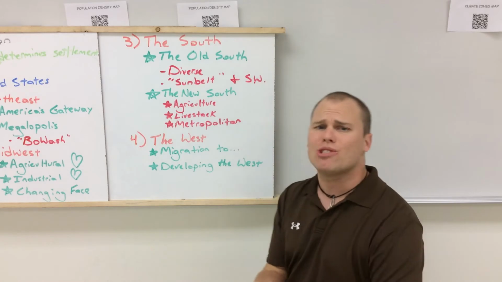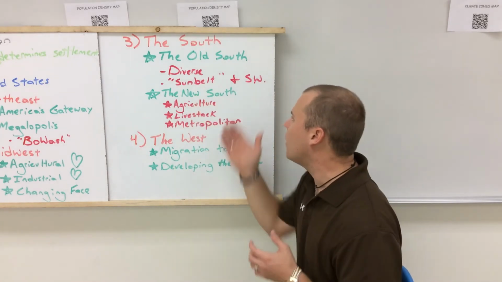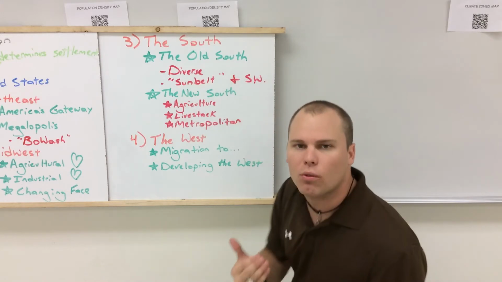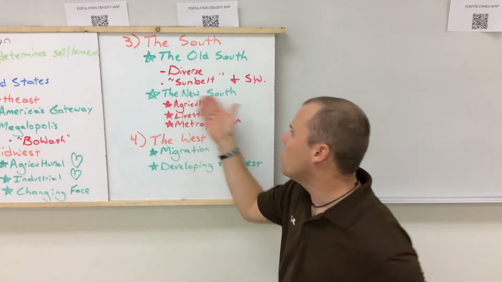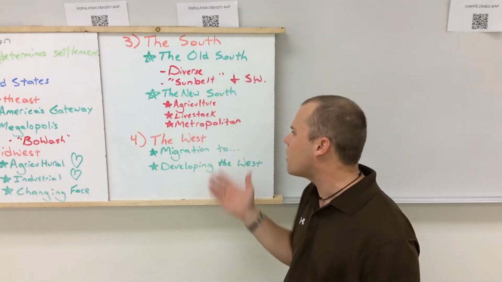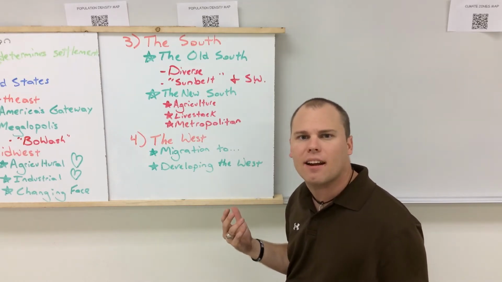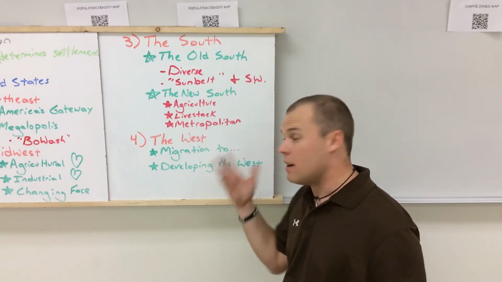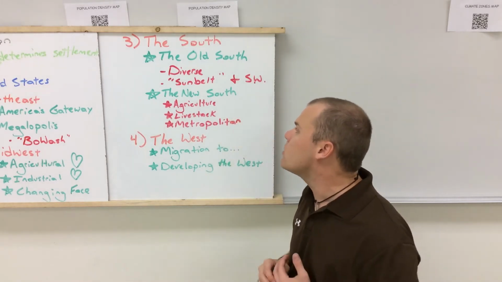This Old South was known as the Sun Belt, as well as the Southwest. It was also called the Sun Belt, dealing with the heat that revolved around this, and this is kind of starting to change with the New South. With the New South, agriculture is still a big part of the area, so is livestock, but it's becoming more and more urbanized, more and more of a metropolitan area, and more people are involved in the tertiary economic activity within the New South itself.